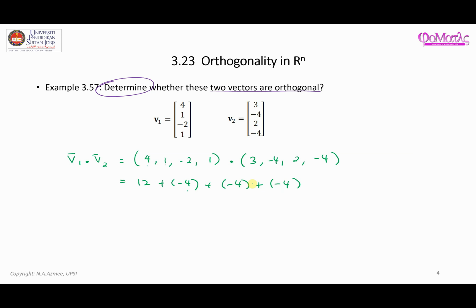Clearly, 4 times 3 is 12, so the negatives sum to negative 12, and negative 12 plus 12 is 0. And because of that, we can conclude that the two vectors here are orthogonal. So that's the idea of orthogonality, or orthogonal vectors.